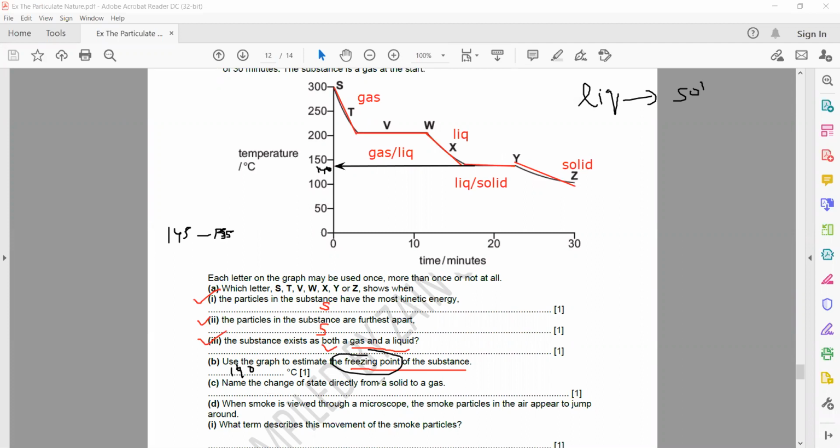Name the change of state when solid turns into gas. We call it sublimation.